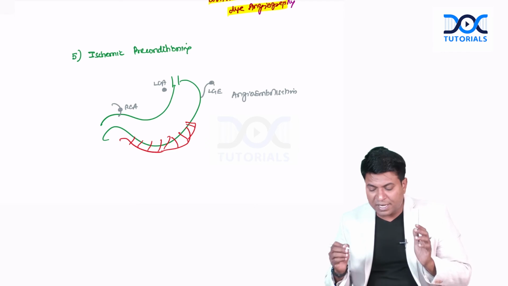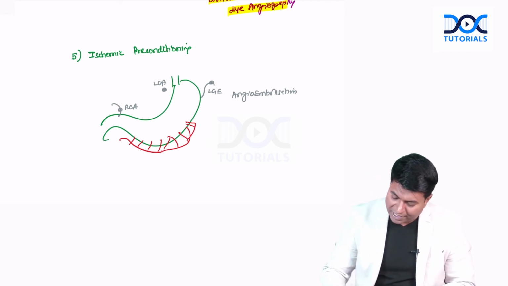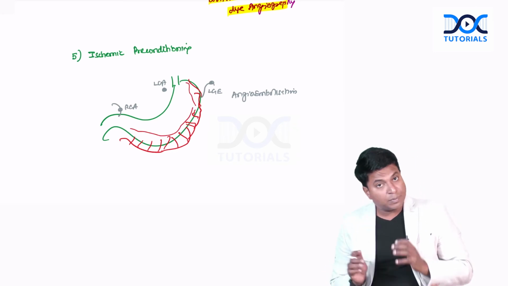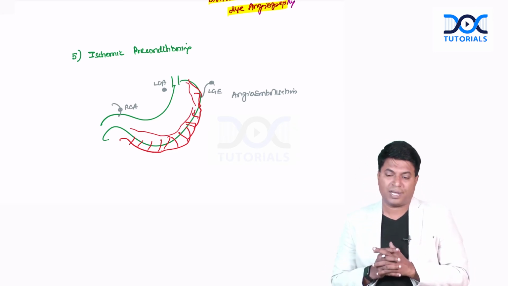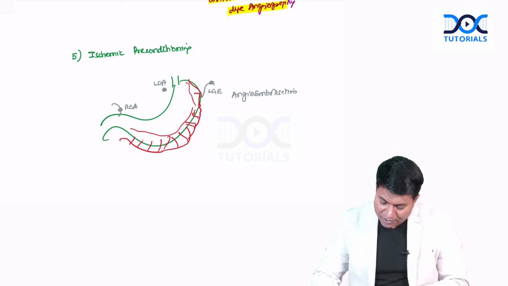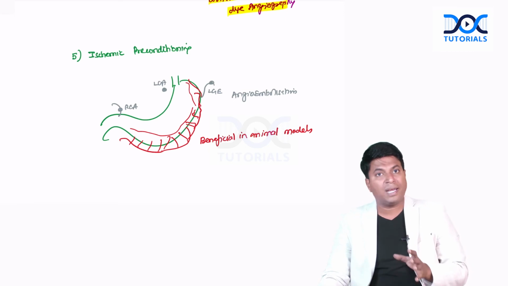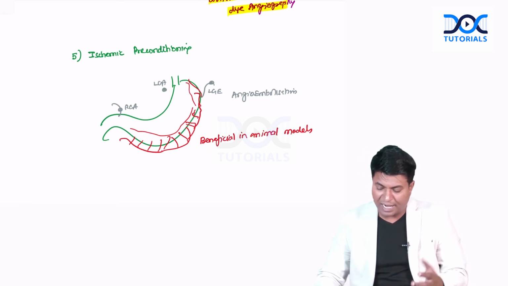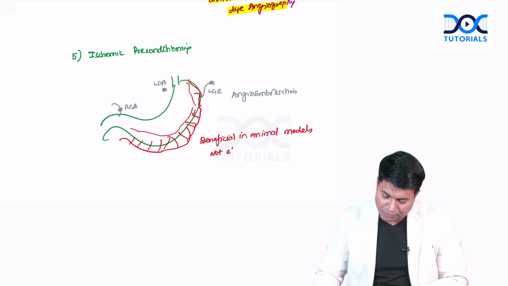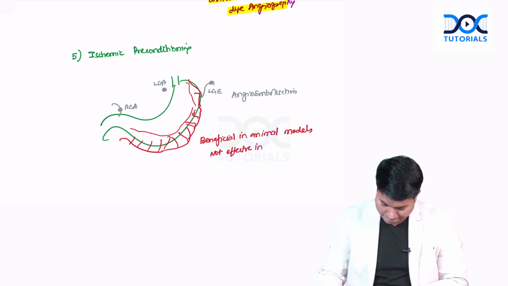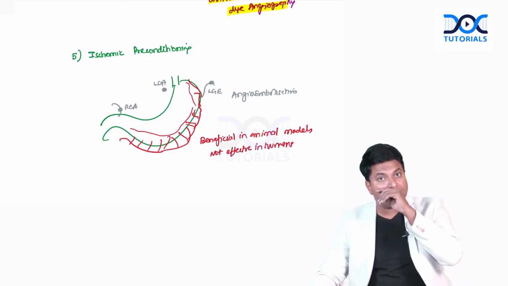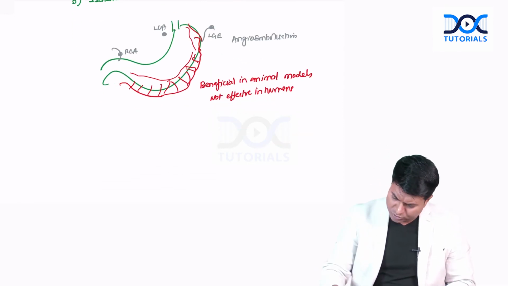Therefore, in the next 2 weeks after I have embolized, the collaterals will develop very well and the conduit will have extensive vascularity. So, I am going to bring a conduit with extensive vascularity. But this is found beneficial in animal models, so far not in humans. It is not yet proven in humans. This is one interesting point, ischemic preconditioning before the anastomosis.